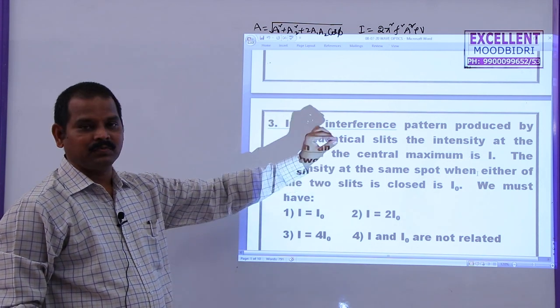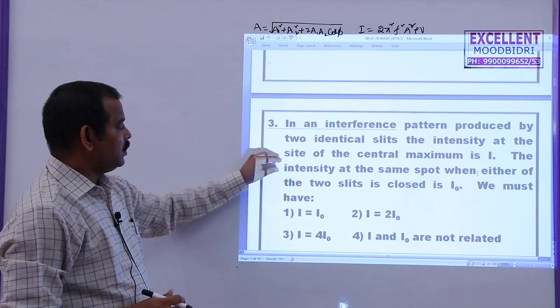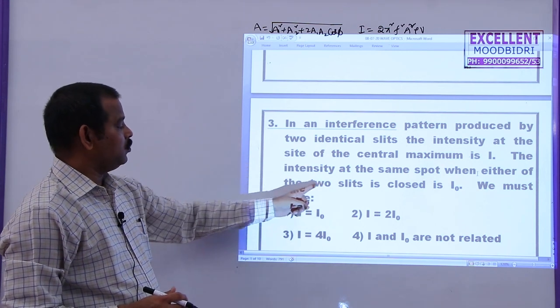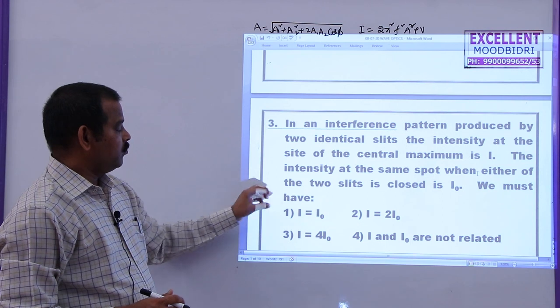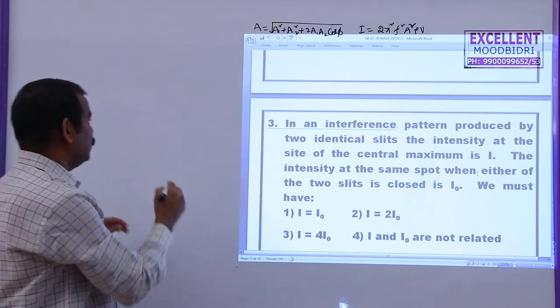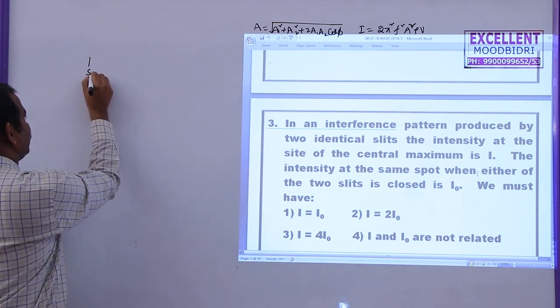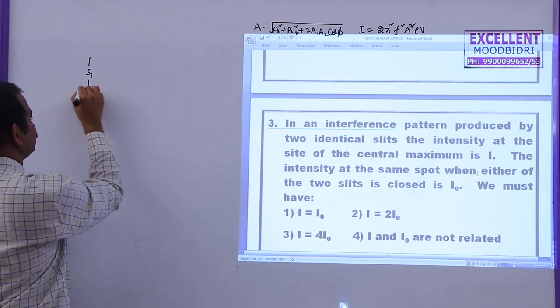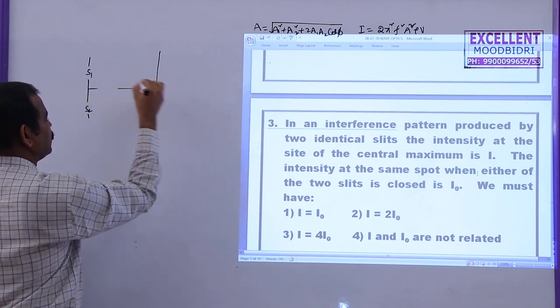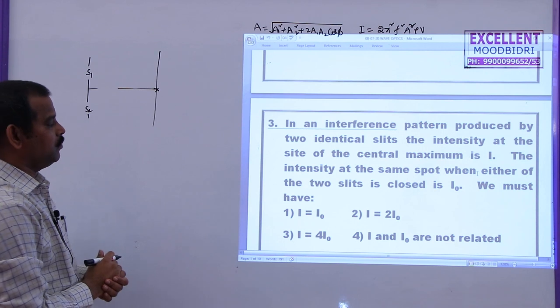Third one, in an interference pattern produced by two identical slits, the intensity at the site of the central maximum is found to be I. The intensity at the same spot when either of the two slits is closed is I naught. So we must find the relation between I and I naught. So in the interference pattern, this is slit 1, this is slit 2, and this is the central maximum point.